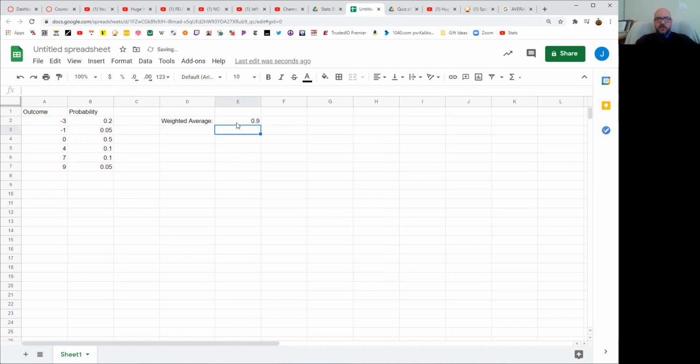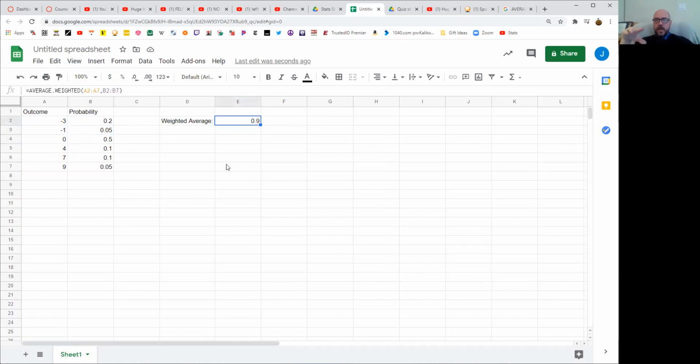And then it gives us, hey, I did it right by hand. Fantastic. It gives us the weighted average. So what it's doing there is that calculation that we just did, right? The one where it's doing -3 times 0.2 plus -1 times 0.05 plus 0 times 0.5, et cetera. It's doing all that and giving us this.